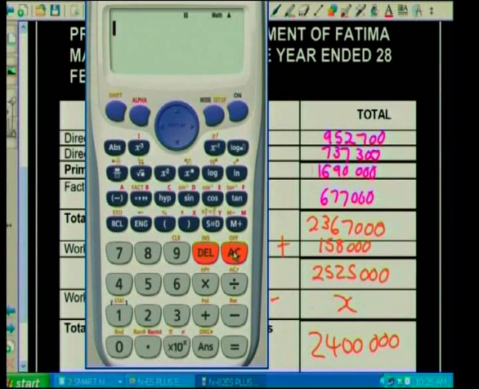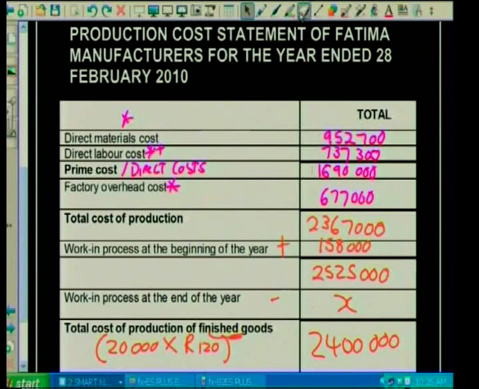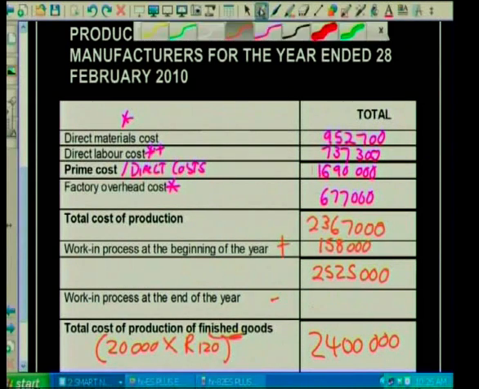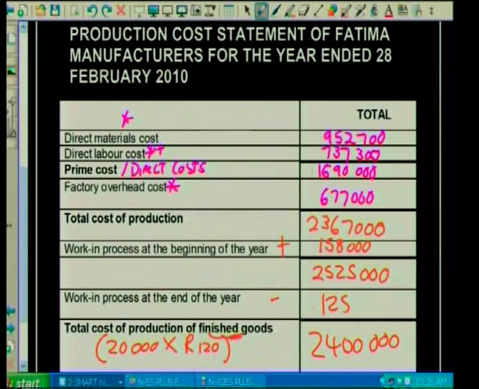So let's get our calculators out. Our total value of goods that were in production is 2,525,000. We've completed 2,400,000, which means work in progress at the end of the year, which still needs to be completed, is 125,000. So let's fill that in. And remember, this must be in brackets because it's closing stock that still needs to be completed.